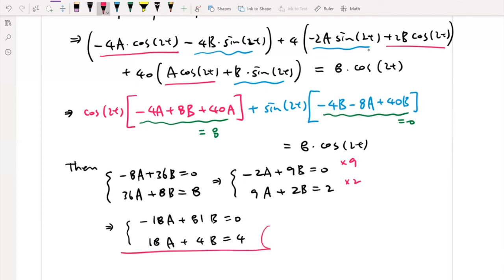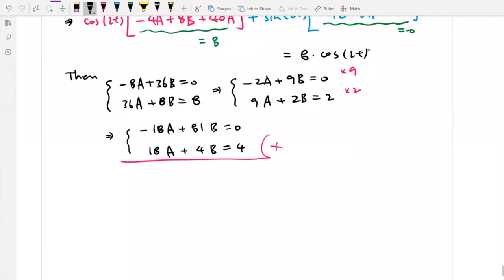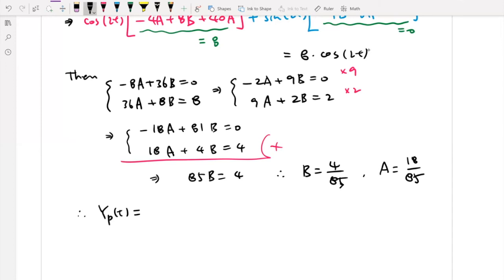Then we're going to add up. Then your a term will be gone. Then this will be 85b is equal to 4. Then I can say my b is 4 over 85, okay? By plugging this b value back in anywhere, we can easily find a as well. A is equal to 18 over 85. We're almost there, okay? So now I can conclude my particular solution, which is 18 over 85 cosine 2t plus 4 over 85 sine 2t, right?